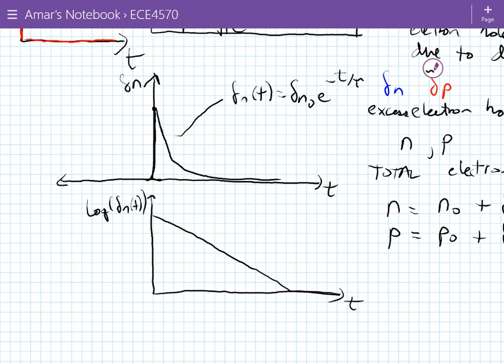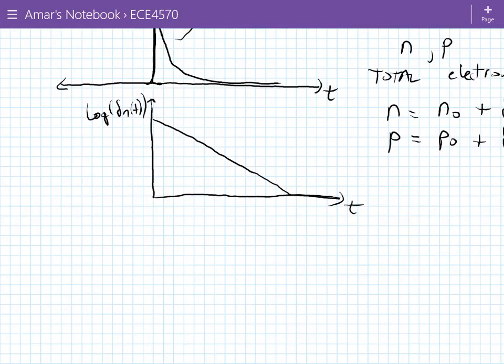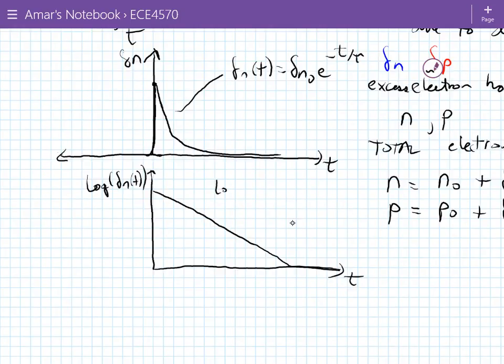The reason why is if you take the log of an exponential function, so if we were to take the log of Δn0 e^(-t/τ), we can end up with log of Δn0 times log of e^(-t/τ). And what happens when you take the log of an exponential function? They cancel each other out.